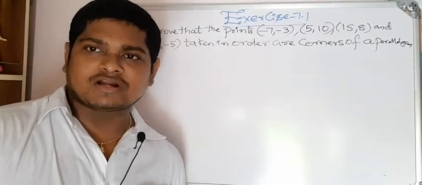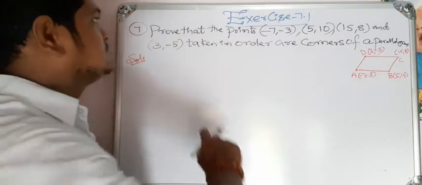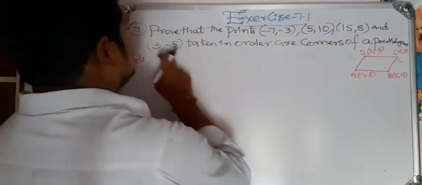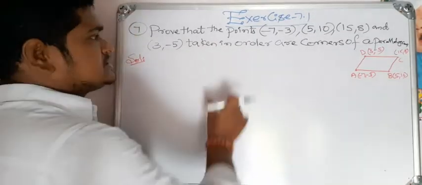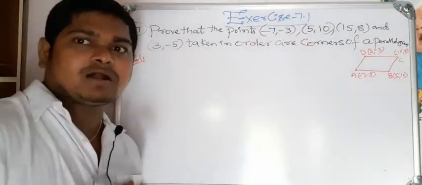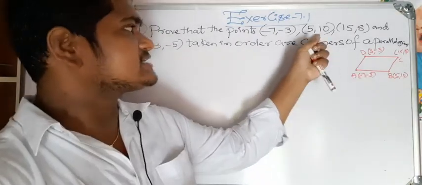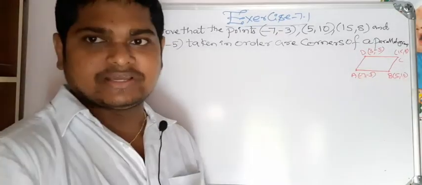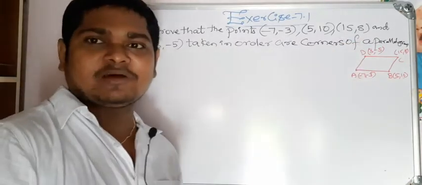Already we completed the 4th and 6th problems. Now let us see the 7th problem. Prove that the points (minus 7, minus 3), (5, 10), (15, 8) and (3, minus 5), taken in the order, are corners of a parallelogram. See here, taken in the order means we have to follow the same order in which they are given. Now I am taking the first point A as (minus 7, minus 3), next point B (5, 10), C (15, 8), next D (3, minus 5). What we want to prove is that these are corners of the parallelogram.